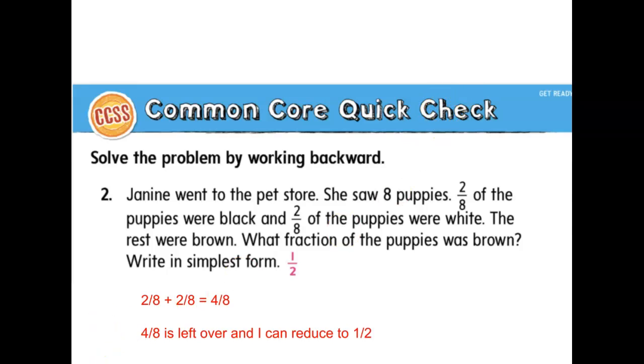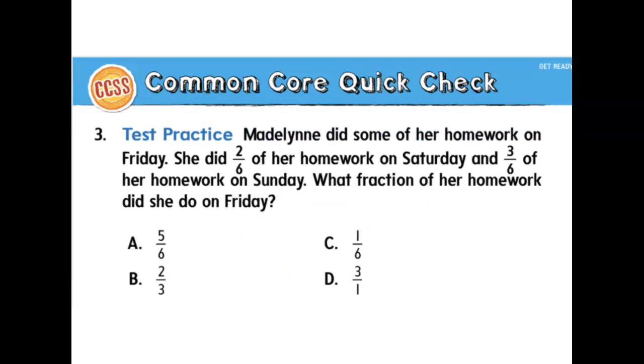All right, next page. All right, Madeline did some of her homework on Friday. She did 2/6 of her homework on Saturday and 3/6 of her homework on Sunday. What fraction of her homework did she do on Friday? Well, I know that she cut it down into 6. So if she did 2/6 on Saturday and 3/6 on Sunday, that's 5/6. The only thing that she would have had left to do Friday would have been C, which is 1/6.